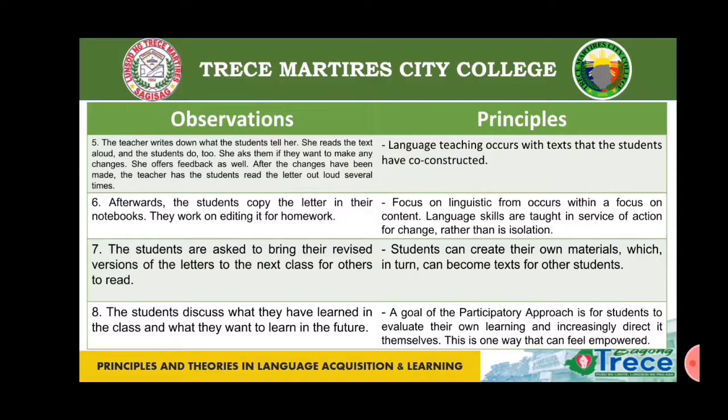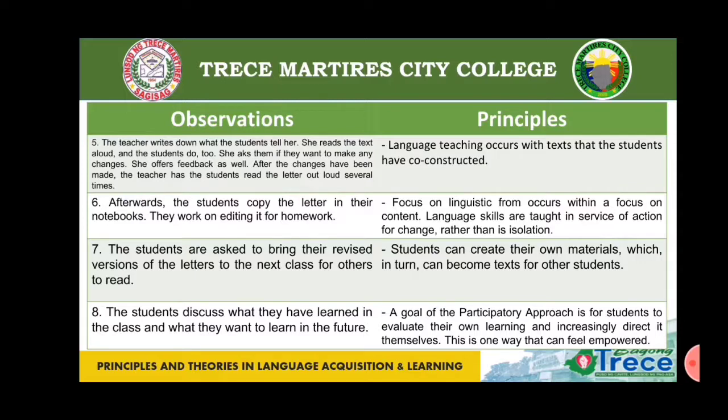So bukas tayo dun sa opinion ng iba for them to have a language learning. So for the sixth, afterwards, the students copy the letter in their notebooks. They work on editing for homework. So the principles: focus on linguistic form occurs within a focus on content. Language skills are taught in service of actions for change rather than in isolation.